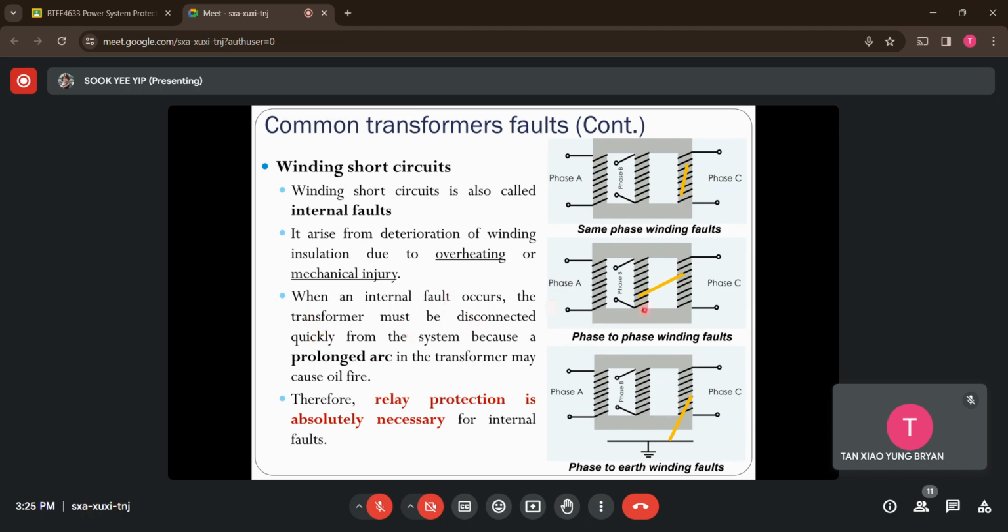Why? Because whenever we have a short circuit, it can actually generate an arc, and this arc has high energy. Since this transformer is submerged inside a tank filled with transformer oil, and this transformer oil is flammable at high temperatures, whenever we have an arc, it can cause the transformer to catch fire. So as a result, whenever we have such problems, which is short circuit of the transformer winding, relay protection is absolutely needed to deal with these kinds of failures.